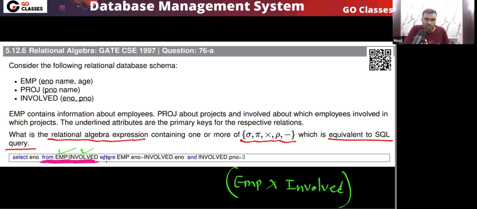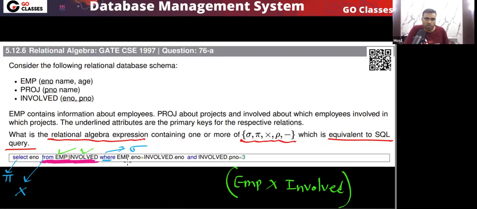Then we will select where. Where means select, this is the same as sigma. And this from is the same as cross product. And this where is the same as sigma. And this select is the same as pi.